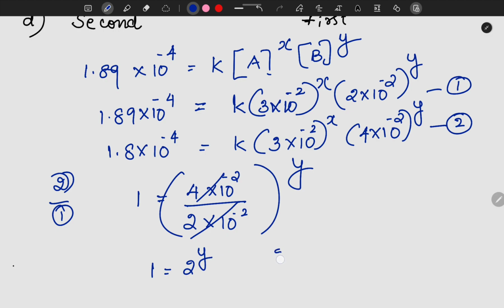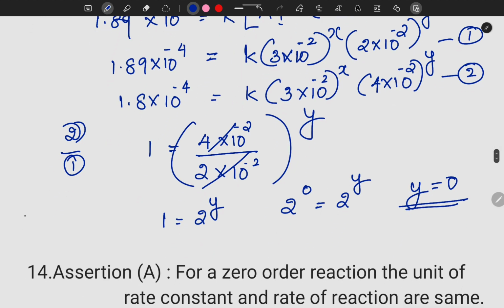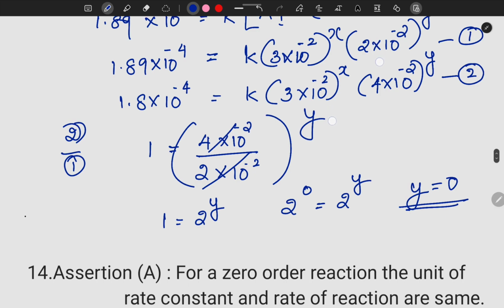So 1 we can write as 2 raised to 0. 2 raised to 0 is equal to 2 raised to y. Therefore, y is equal to 0. So the order with respect to B is 0.